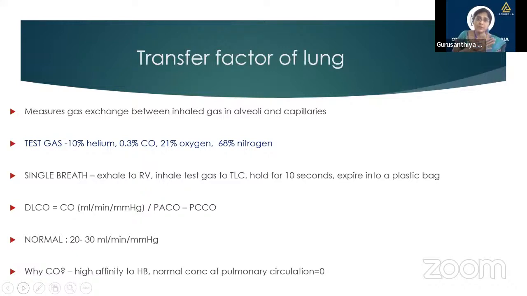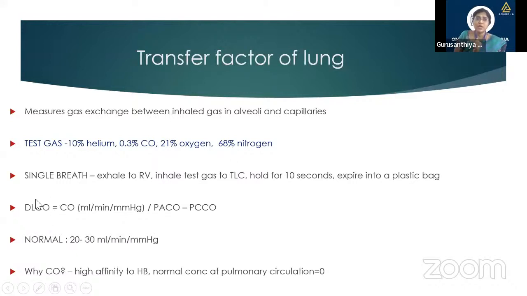Diffusion capacity of carbon monoxide is also called the transfer factor of the lung. It measures the diffusion across the alveolar capillaries and the alveolar membrane. Here you give a test gas to the patient, ask them to expire to residual volume, then inspire the test gas in a single breath to total lung capacity, hold it for 10 seconds and then expire. You see the concentration of carbon monoxide the patient has inspired and expired, and then you determine the diffusion capacity across the lung capillaries. What is the test gas used? It is 10% helium with 0.3% carbon monoxide with 21% oxygen as normal, and the remaining is nitrogen.